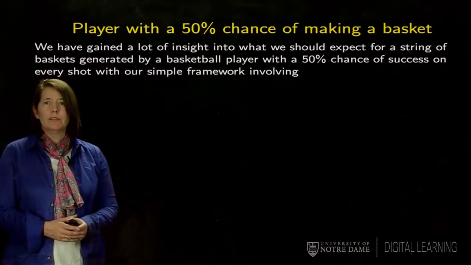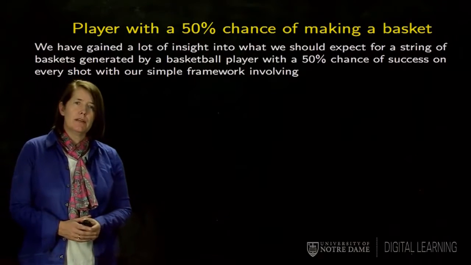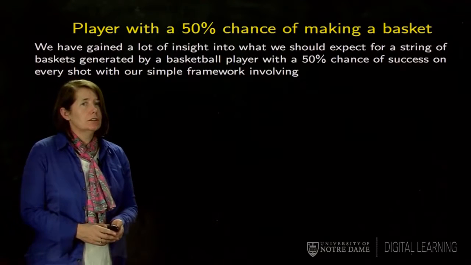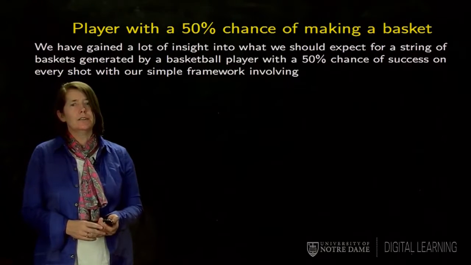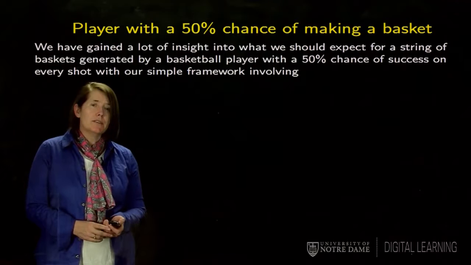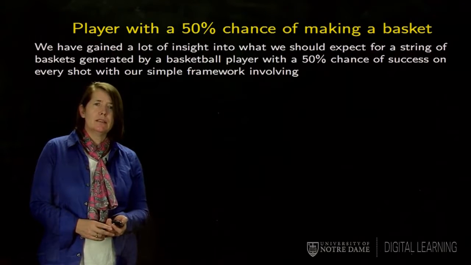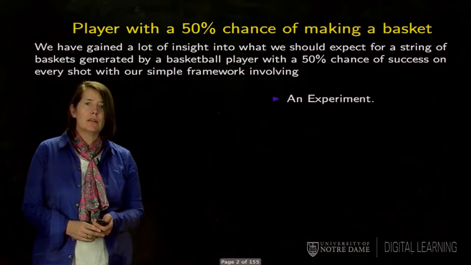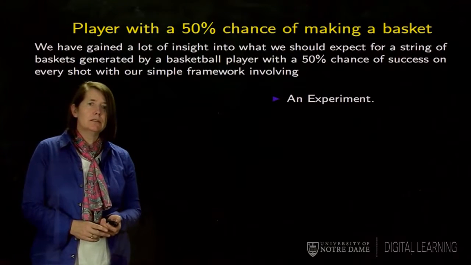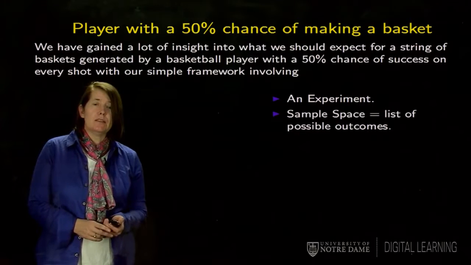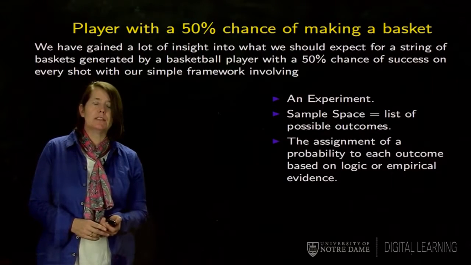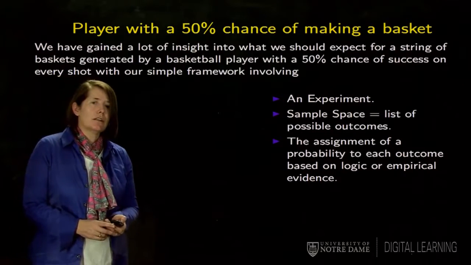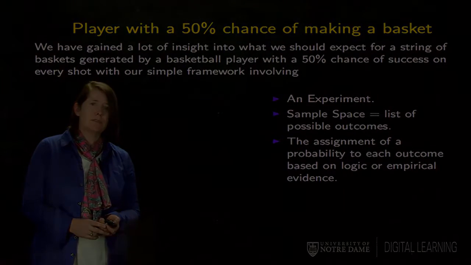In the last section, we looked at a model for a player with a 50% chance of making a basket on every shot. And we were able to get a handle on the number of runs of various lengths to expect in the data with some very elementary tools. The idea of an experiment, a sample space, and then we assign probabilities to the outcomes in the sample space using either logic or empirical evidence.